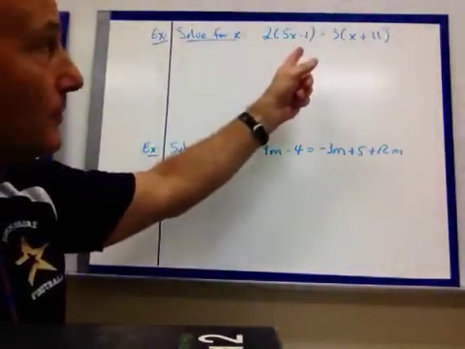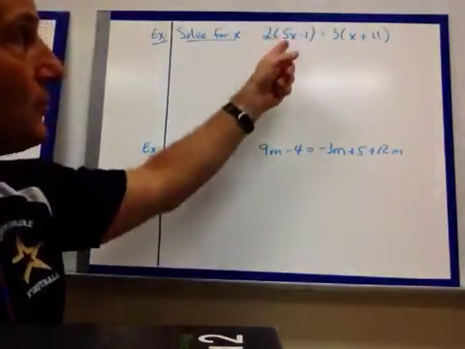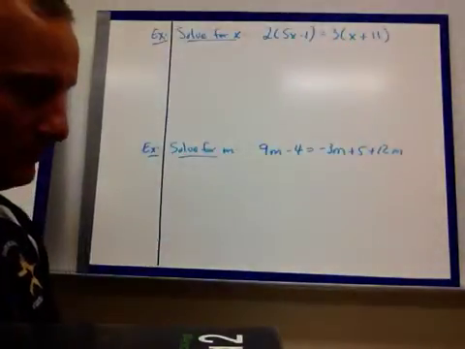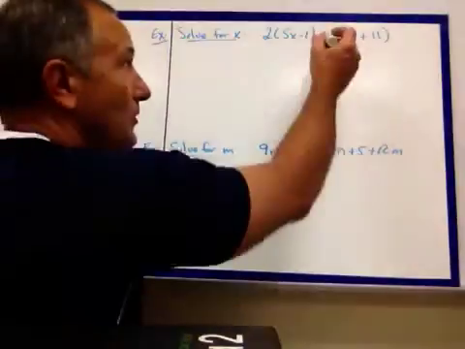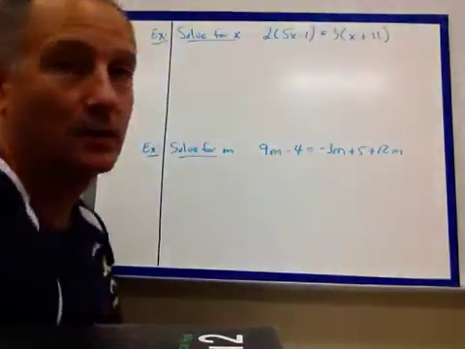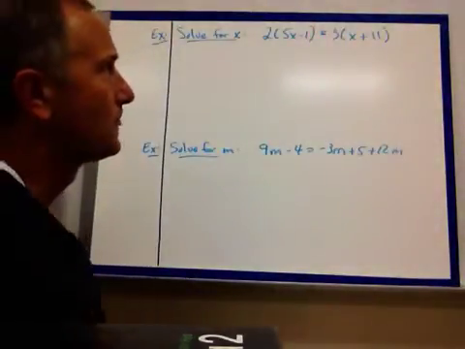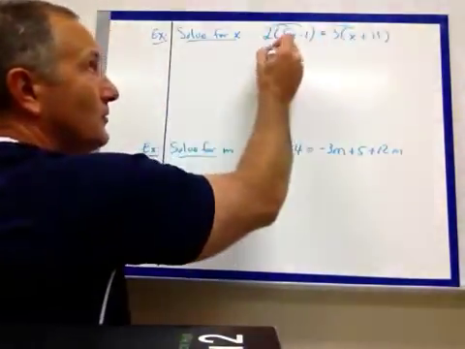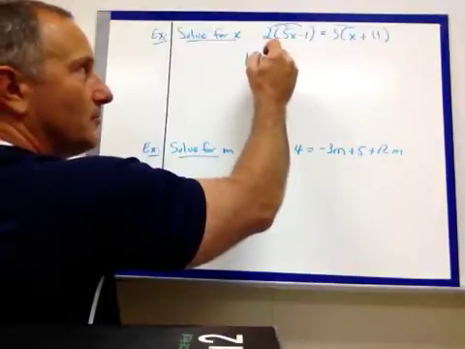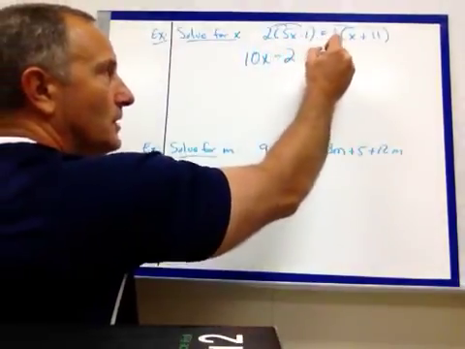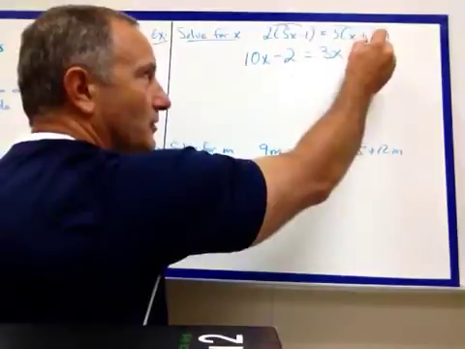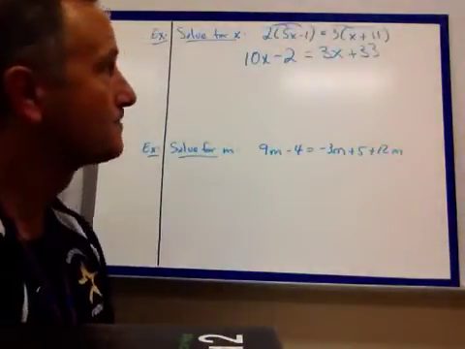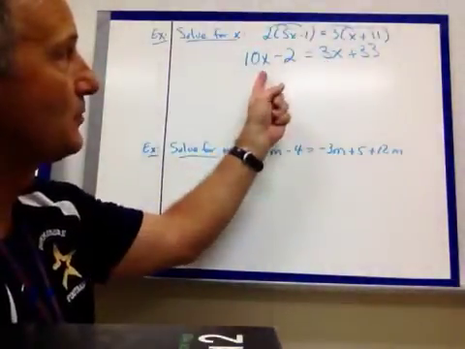5 times the quantity 5, or 2 times the quantity 5x minus 1 equals 3 times the quantity x plus 11. Okay? So, just like we did earlier in 2.2 or 2.3, we do the distributive property first in both cases. 2 times 5x is 10x minus 2 equals 3x plus 33. Just doing the distributive property.